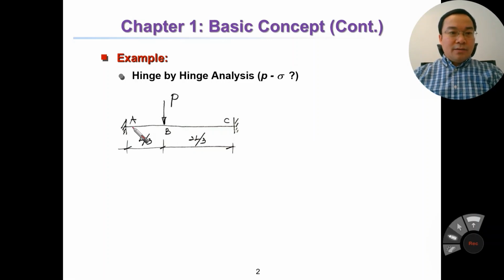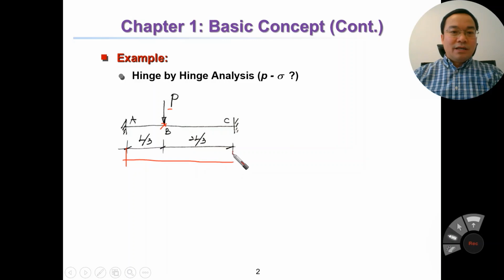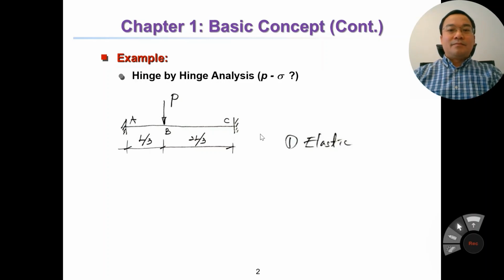So let's see here, the beam is AC, a fixed end beam, and the concentrated load is located at 1/3. At 1/3, not at the middle, but at 1/3. The load is P, and the total length of the beam is L. Okay, it is fixed at both ends. Now, elastic phase.